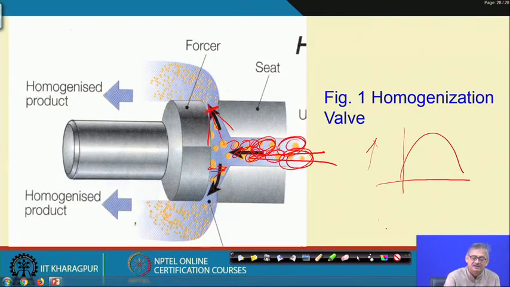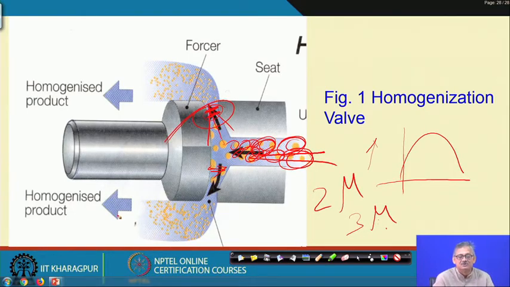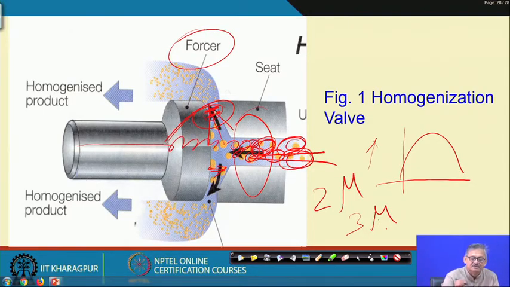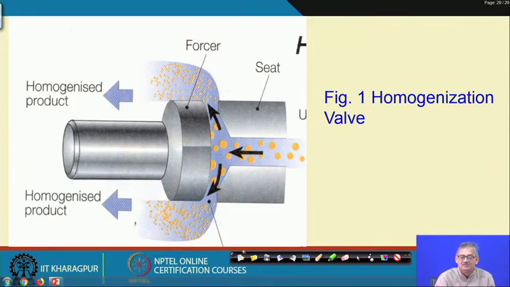But when these fat globules are going through this slit, whose size is according to your desirable size, if you want 2 micron, then this size will be 2 micron. If you want 3 micron, then this size will be 3 micron. According to your requirement, this is the seat, this is the forcer which you are adjusting, the distance or how the pressure will be. So, the homogenized fat globules of smaller size are going like this, right. These are the smaller sizes, the homogenized product is going out. So, this is the homogenization valve.